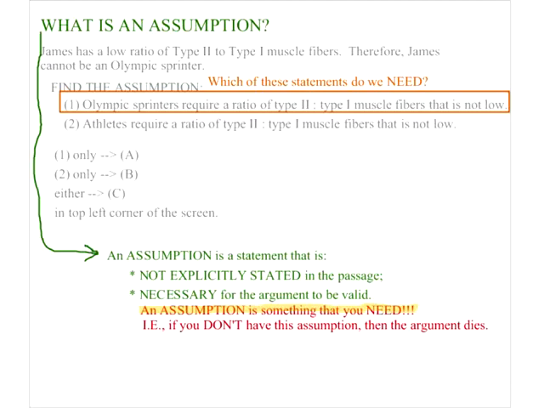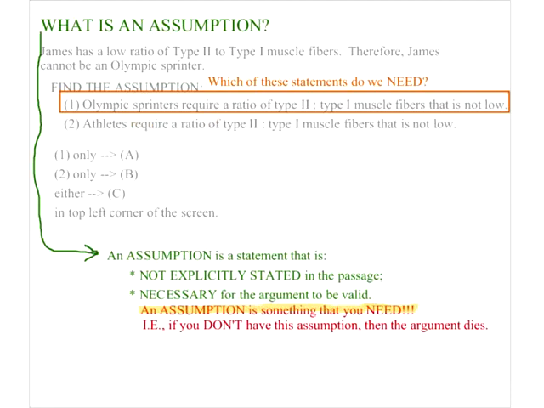So I think we can see a few of you thought that both of them were assumptions. Let's revisit that in light of this new realization. Which of these statements do we actually need? Well, we're going from a low ratio of type 2 to 1/5ers to you can't be an Olympic sprinter. You need this to be true, otherwise there's no connection between this ratio and whether or not you can be an Olympic sprinter. On the other hand, this statement here, athletes in general, you don't need that.